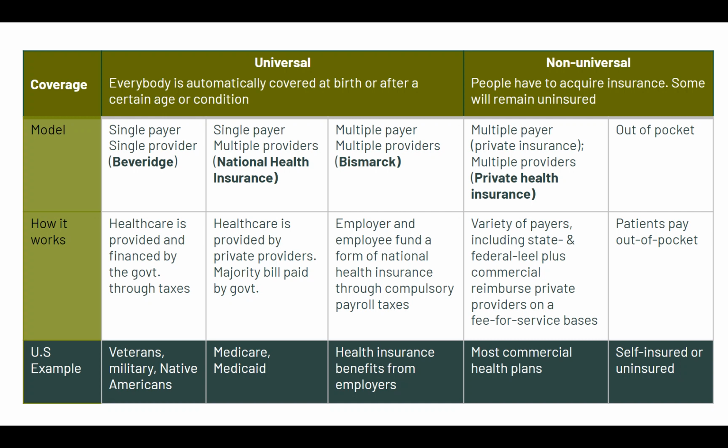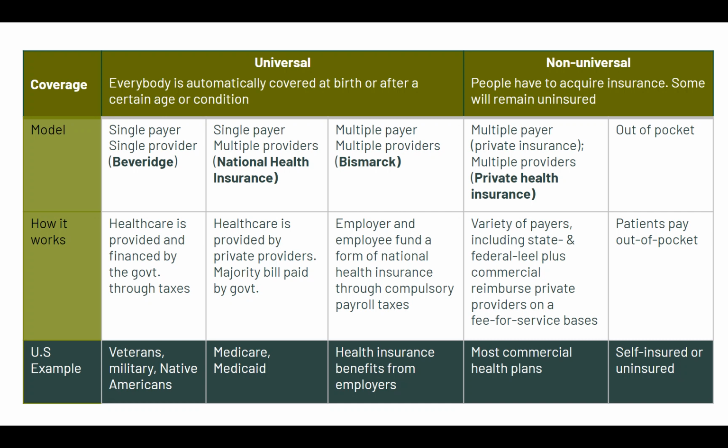The Beveridge model, an example of that in the US would be the veteran hospital, and then you have the military, or you have the Native American health program, whereby the people who are paying for the service are also the people who are delivering the service.